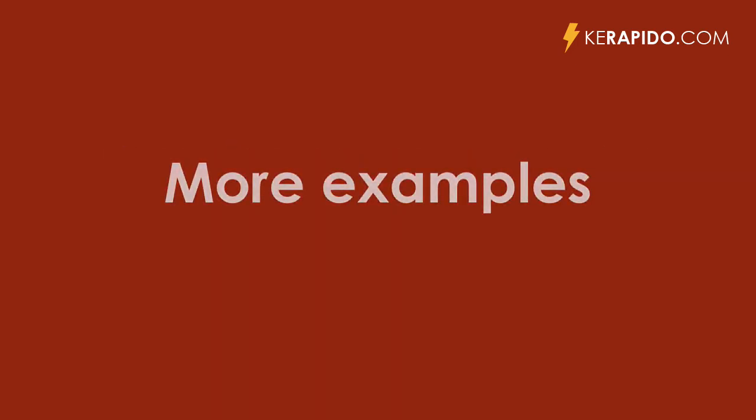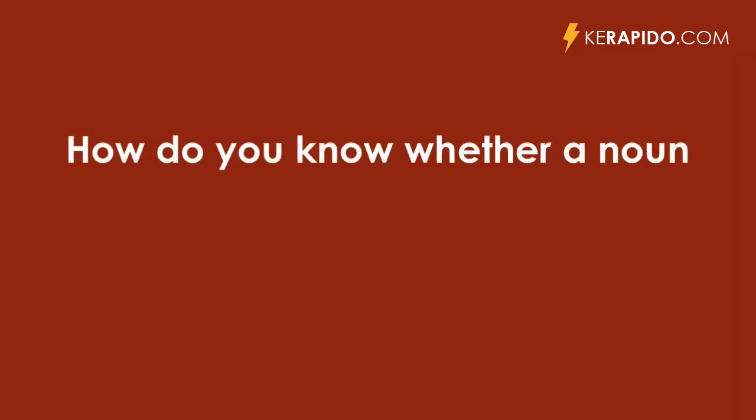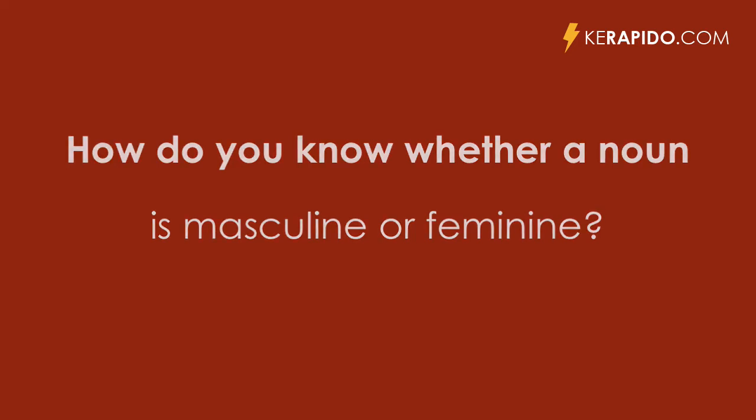Here are more examples. La mesa, the table. La sal, the salt. El perro, the dog. El árbol, the tree. So how do you know whether a Spanish noun is masculine or feminine?